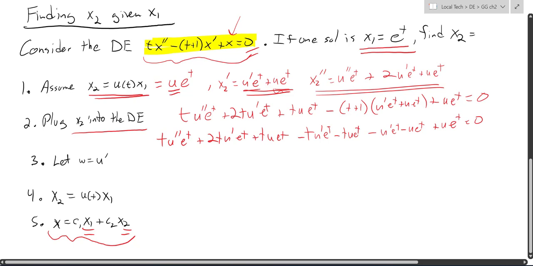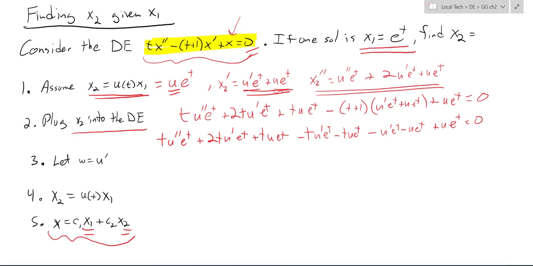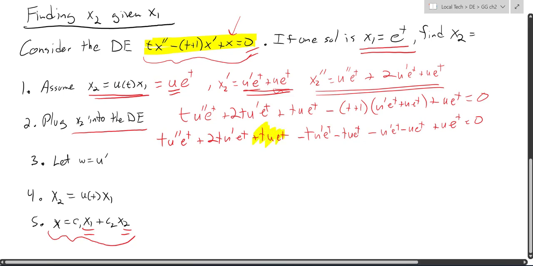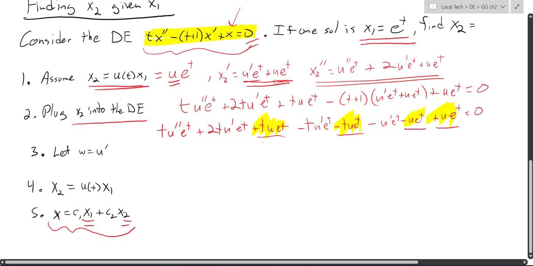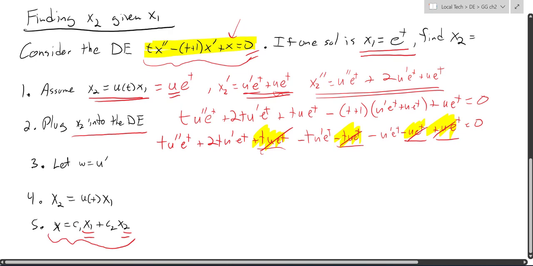Now when we're all through that stage, I'm going to start gathering up my like terms. So I'm going to highlight all of the terms that have just a u in it. Here is a u term, a u term, a u term, and a u term. And if I consolidate all these, I'll see that minus u e to the t plus u e to the t is equal to 0. And I'll say t u e to the t minus t u e to the t is also equal to 0. All those terms will cancel out. And that's an important simplification.